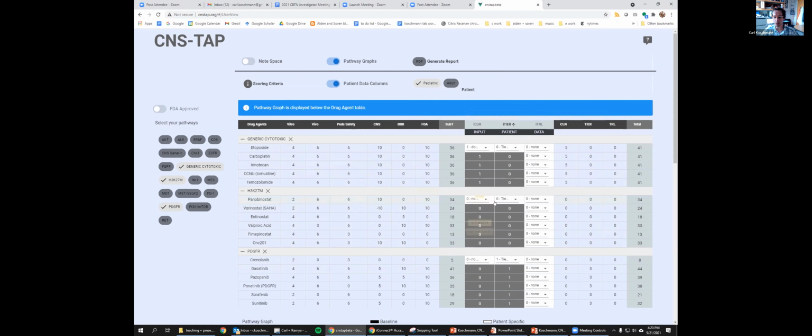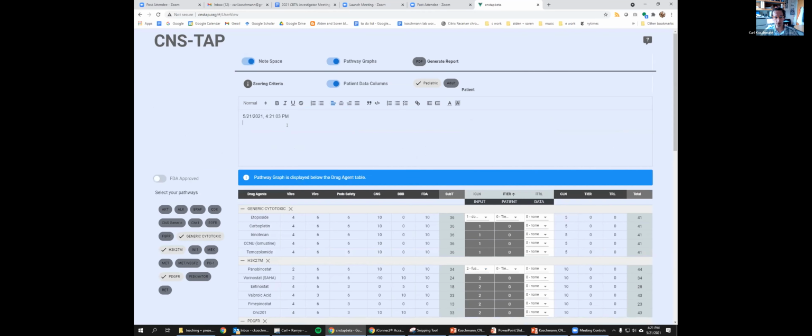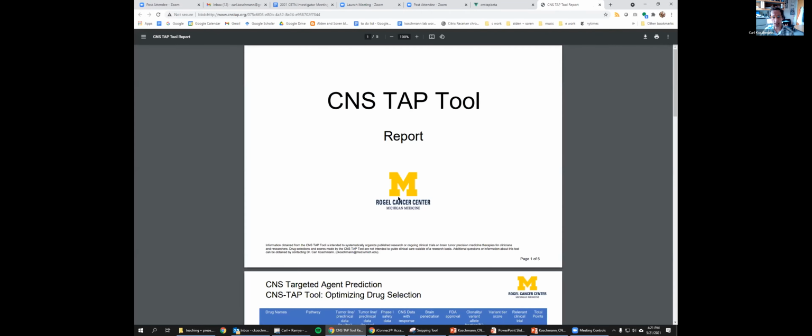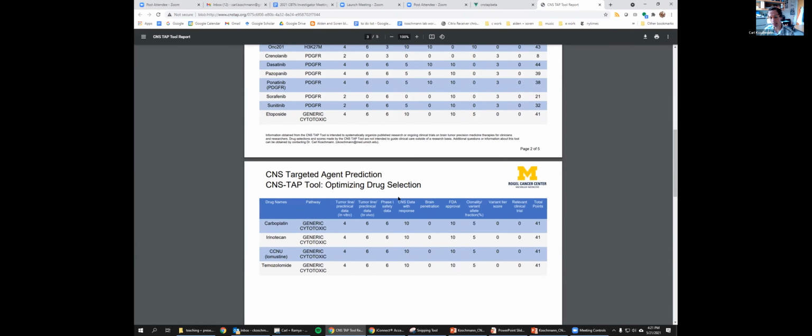So we put in these patient-specific values, and then there's a note space. If you have any notes you want to enter, for example, when we generate these reports, we sometimes add some of our own additional information, like recommend no temozolomide for this patient, and then we just generate a report. And this is the PDF that comes out.